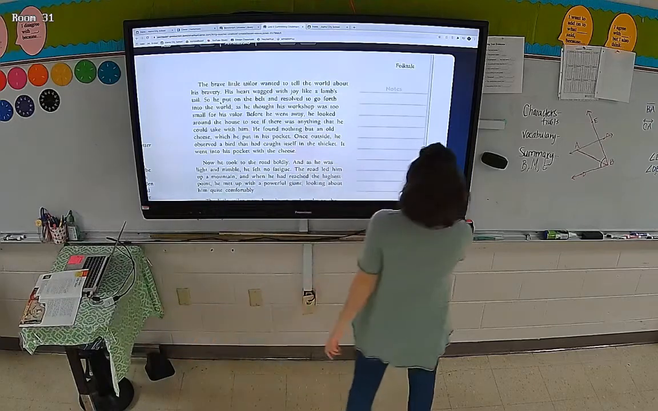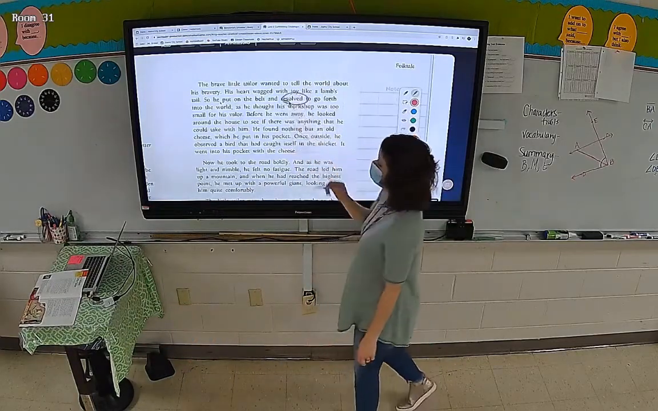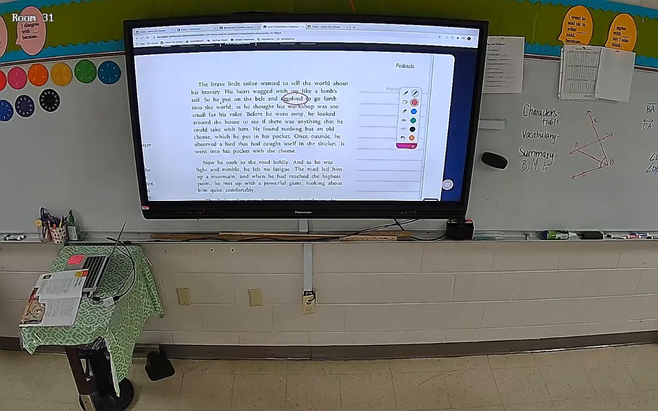Okay, this is the word resolved. Read around it and write what you think it means on your paper, please. What word are you looking for? Circle it. And then start at the very beginning of that paragraph. Read it to me.